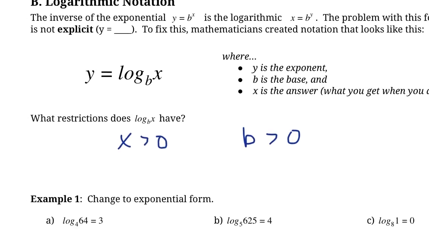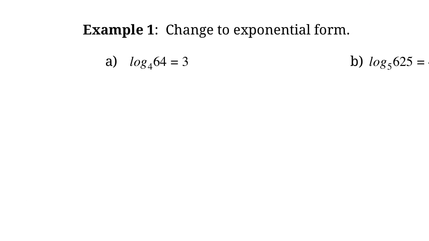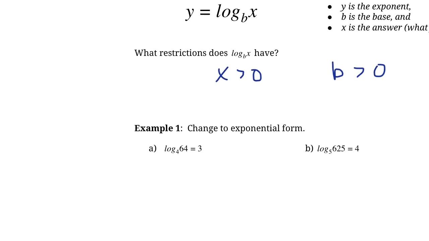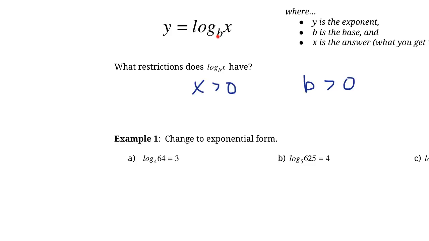So now let's look at actually how these things work. I'm asked to change this thing, log base 4 of 64 equals 3, into exponential form. Well, zooming back out for a second and looking back at our definition of what a log is, remember, the b down here represents the base of the exponential, and the x represents the answer. The y actually represents the exponent. So if we were to write this out like an exponential, the base would be 4, right? The exponent is the y, or the thing on the other side, 4 to the power of 3, and that equals the thing that's inside the log.